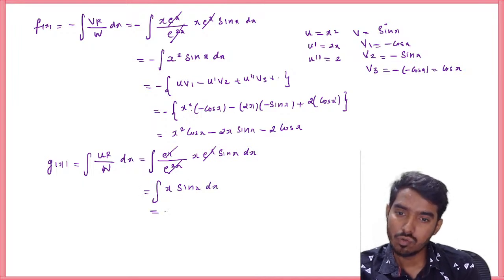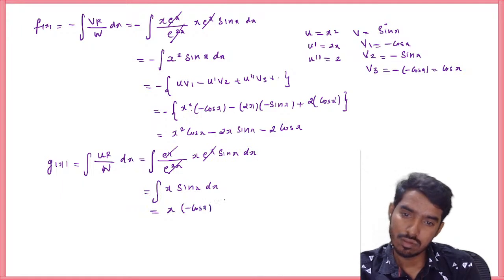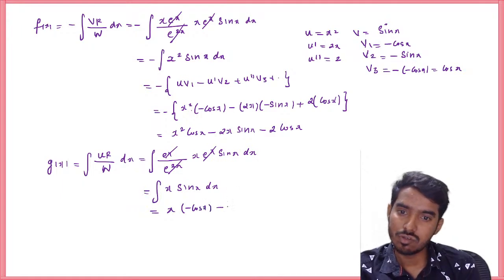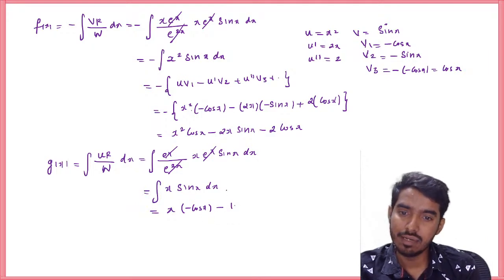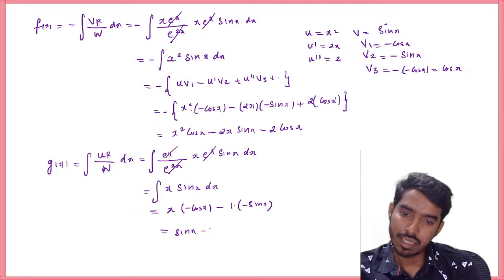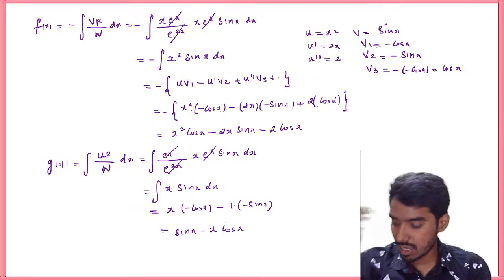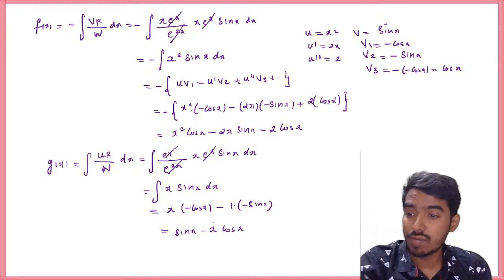So u into v1. v1 is sin x, whose integration is minus cos x, minus u dash into v2. So v2 is, you have to integrate this cos x, minus cos x once again, which is minus sin x. This will be plus sin x minus x cos x. Sin x minus x cos x is your g of x value.